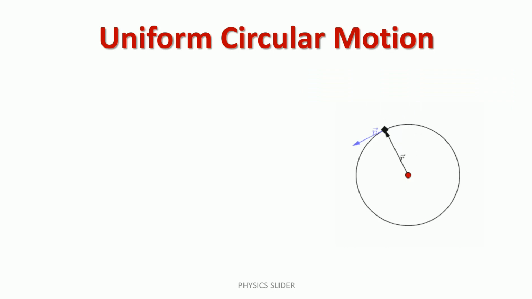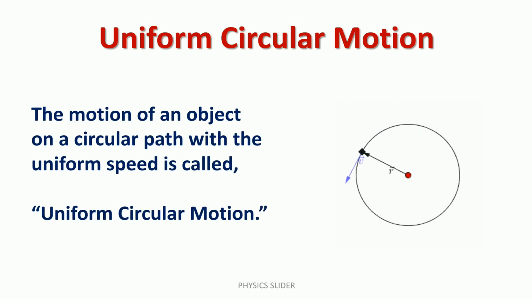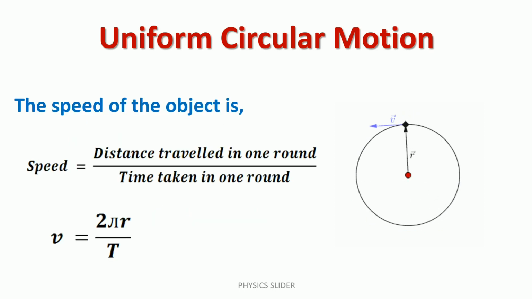Let us take it like this. The speed of the car is v and the radius of the circle is r. So we will define this. The motion of an object on a circular path with the uniform speed is called uniform circular motion. And the speed of the object will be given as speed is equal to distance traveled in one round upon time taken in one round.